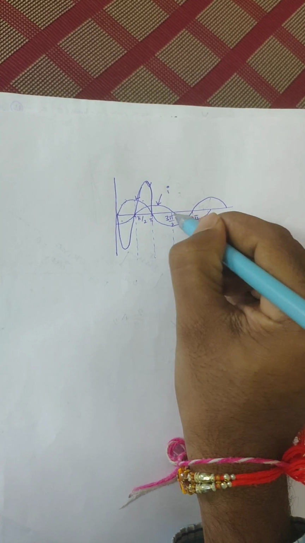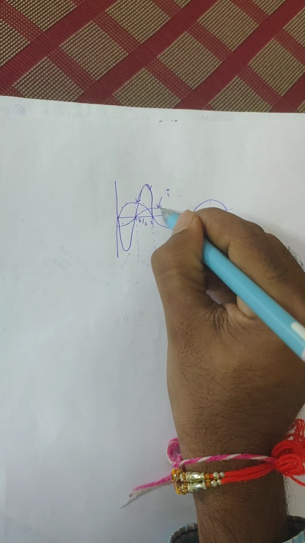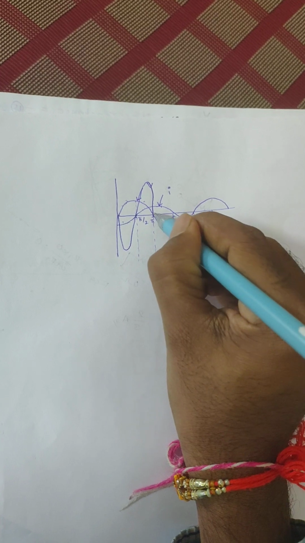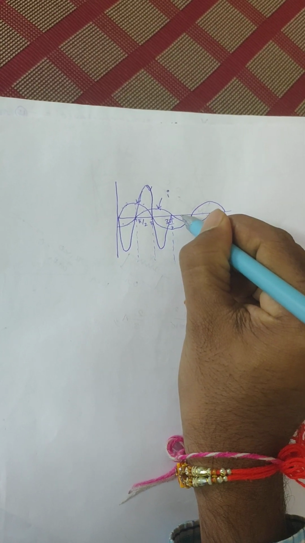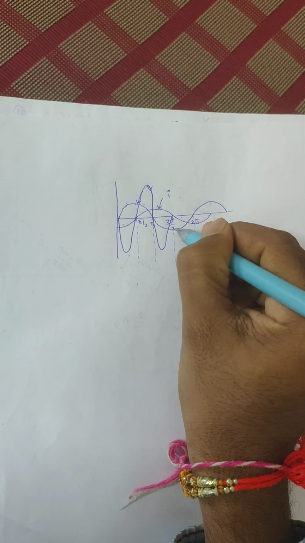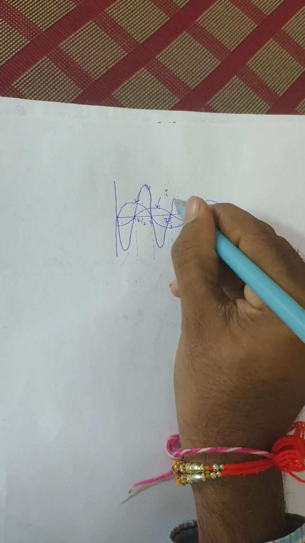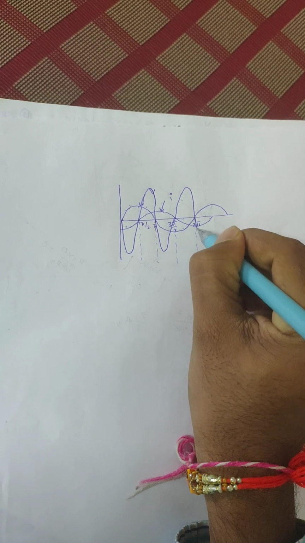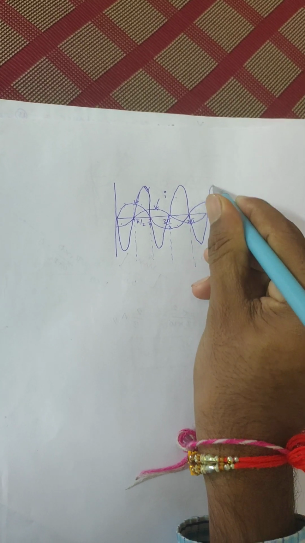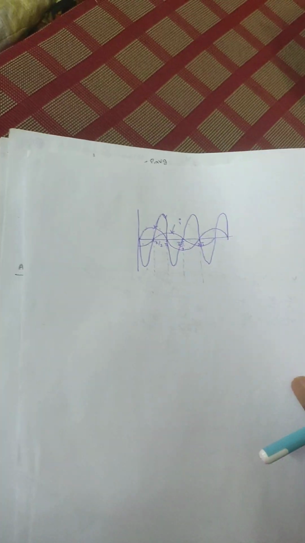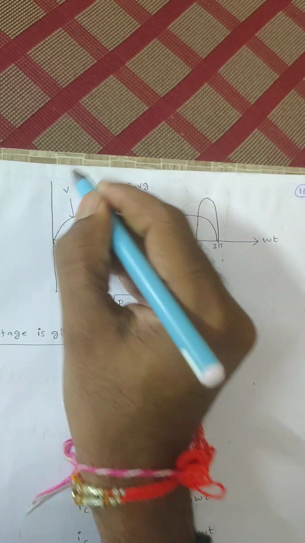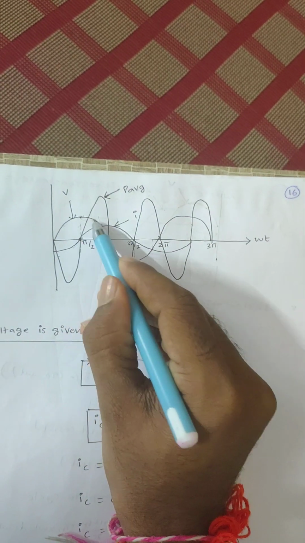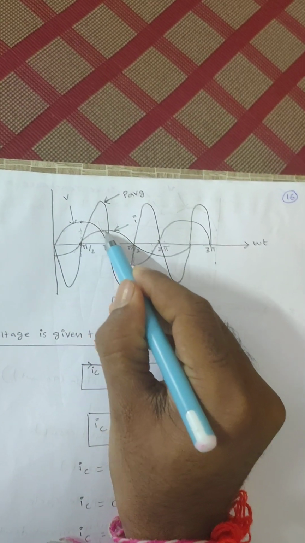Again from π to 3π/2, current is positive and voltage is negative, plus into minus, minus, right? Again, current is negative and voltage is also negative, minus into minus, plus, right? This will be repeated. Now observe the waveform here. With respect to time, the magnitude of voltage and current is on the y-axis, right? This is the voltage waveform, and this is the current waveform.